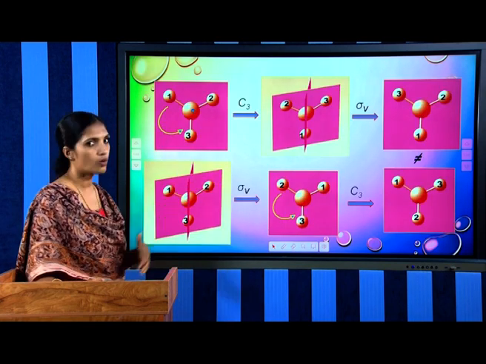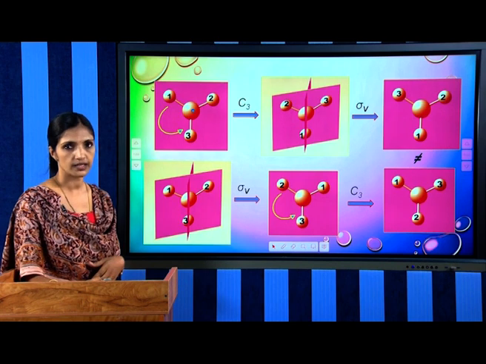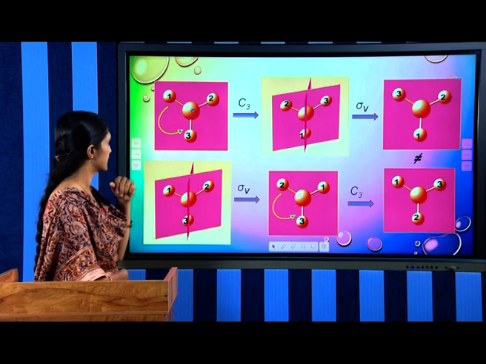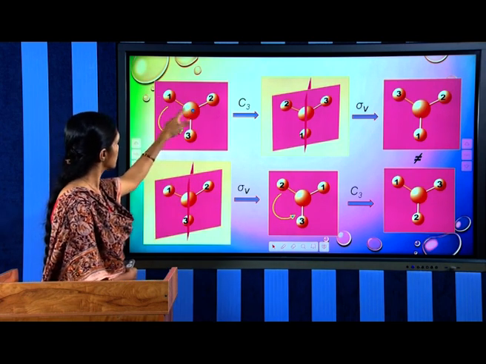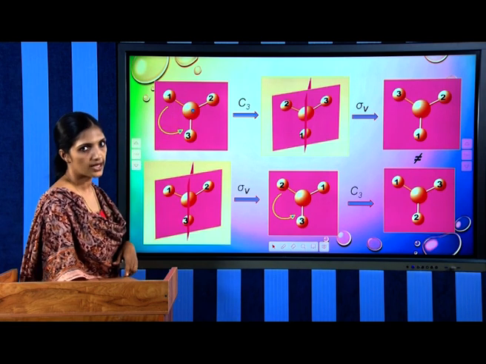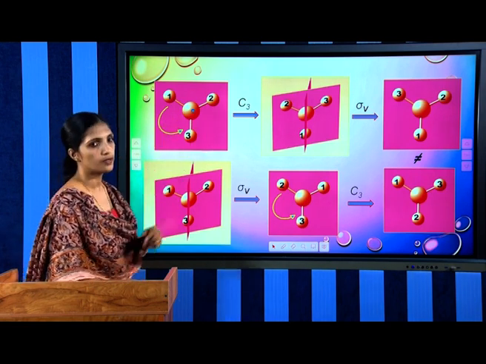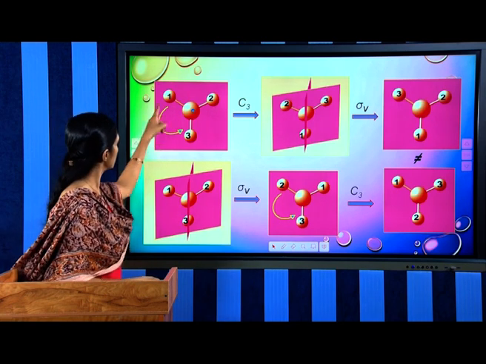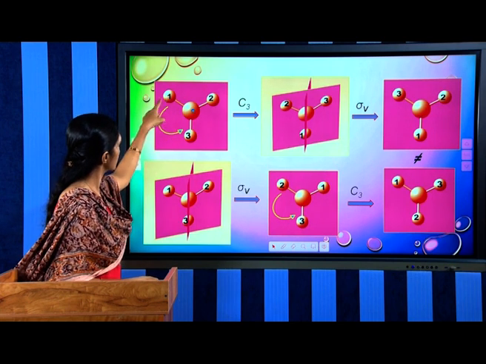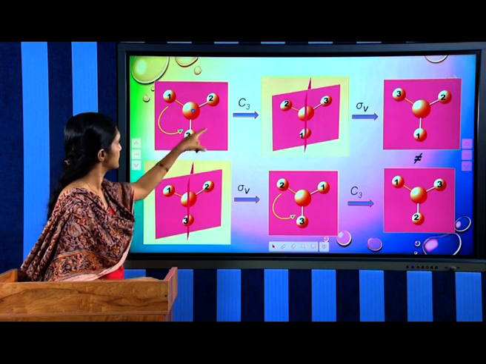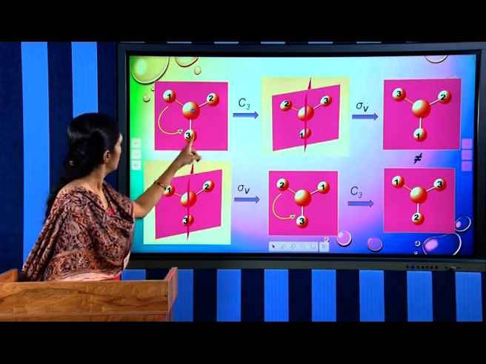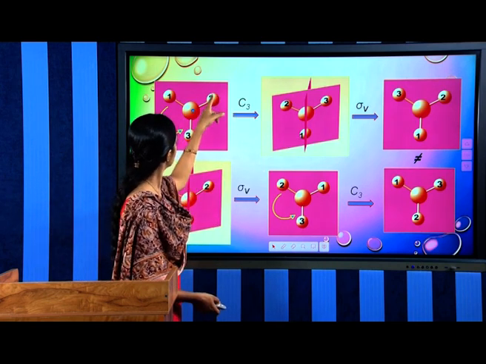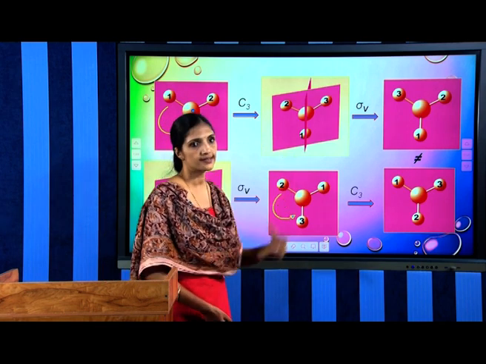So, let us do the operations to verify whether it is correct or not. First operation we are applying is C3. Here this is the atom B and 3 fluorines are placed here. If C3 is performed, C3 means what? It is the 120 degree rotation. So, in a 120 degree rotation, the first fluorine goes to the third place and vice versa. First fluorine comes to this position, third one goes to this position and the second one goes to this position. So, this will be the result.